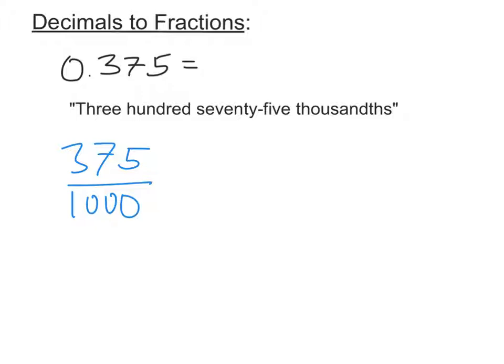The only catch is you typically want to reduce it to lowest terms. So in this case, they both have a factor of 125 in common. So if you divide them both by 125, top and bottom, you would get 3 over 8. So that is the decimal as a fraction.